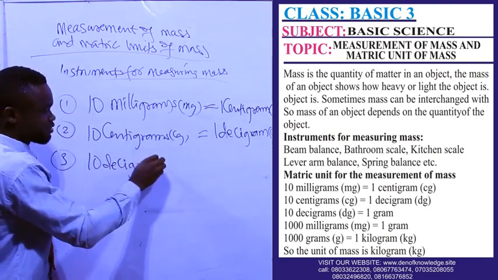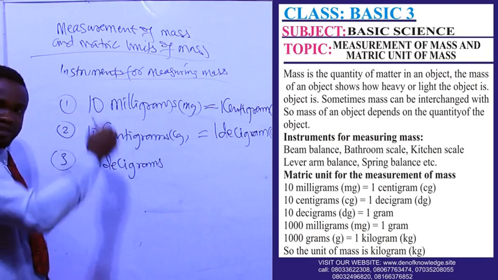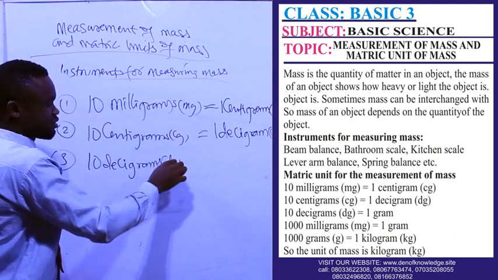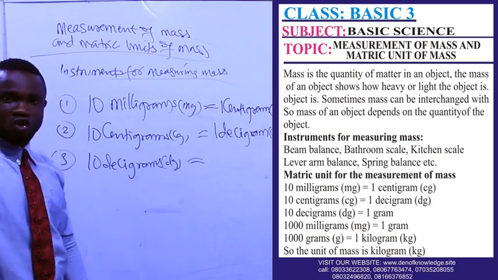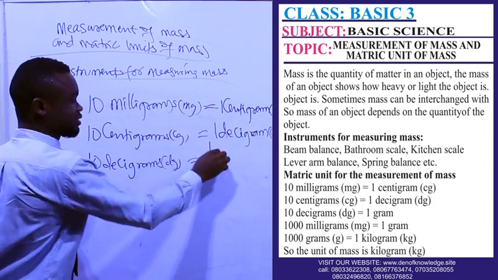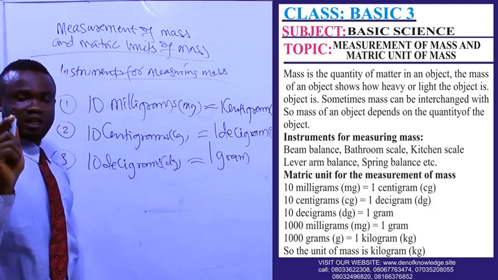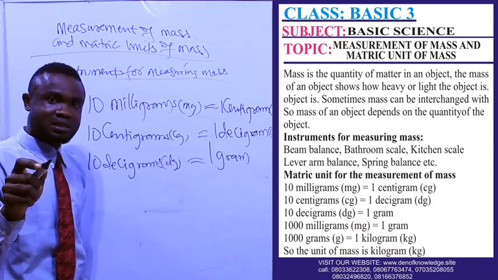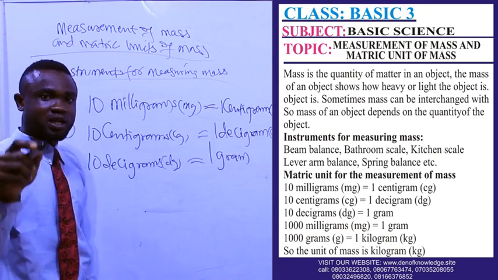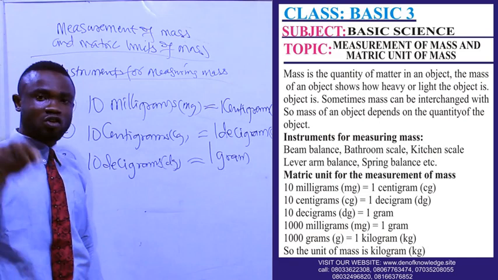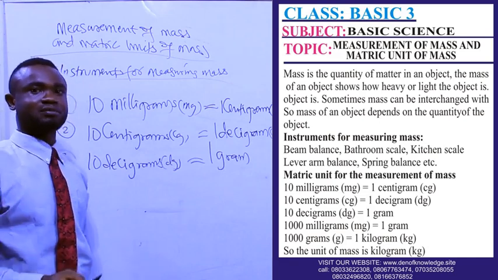10 decigrams. This is the metric system of measuring mass. 10 decigrams will give you only 1 gram. I told you that mass works with grams and kilograms.